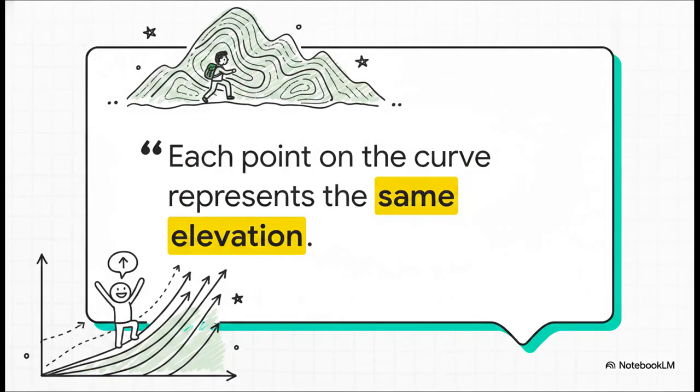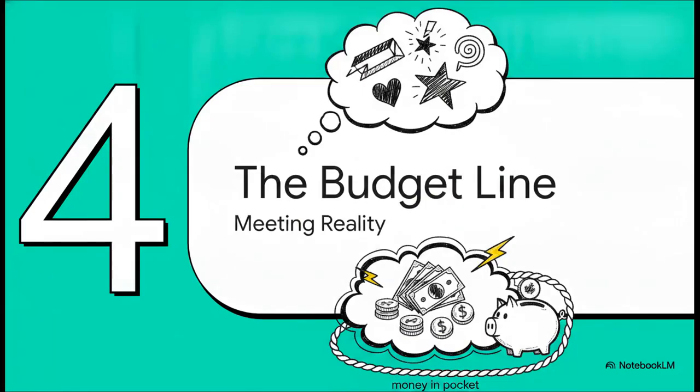Think of it just like climbing a mountain on a real topographical map. Stepping up to a higher curve, moving further away from the origin in an indifference map means you've reached a higher elevation of total satisfaction. And obviously, you always want to climb higher. Which brings us to part 4. The budget line. We've mapped out all these infinite desires perfectly. But, well, reality sets in eventually, right?